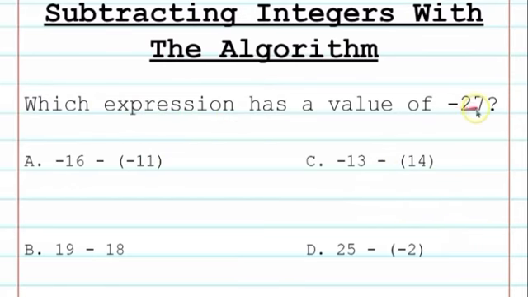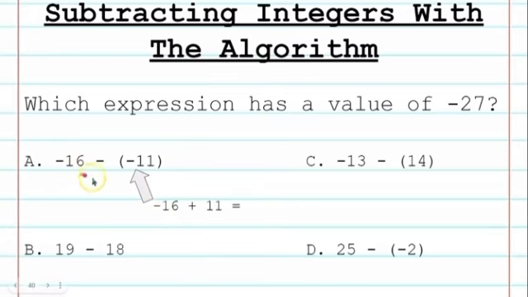So, subtracting integers with the algorithm, we have just one question, and then we're going to be done. Which expression has a value of -27? So we're going to do A first. -16 minus -11. Keep flip change, KFC, or keep change flip. Doesn't really matter with the change and flip. This is not just pointing to -11, it's pointing to the whole equation, just so you know.